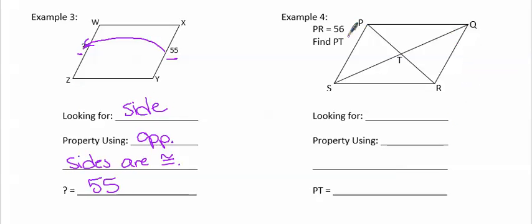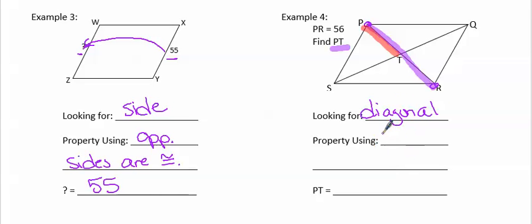So when I go to example 4, PR. Oh, well, let's look at PR for a second. PR is a diagonal. So I'm looking for PT, which is part of a diagonal. So when I look at PT, I'm going to go ahead and highlight that in red. It's just that little piece of it. So I'm looking for a diagonal.